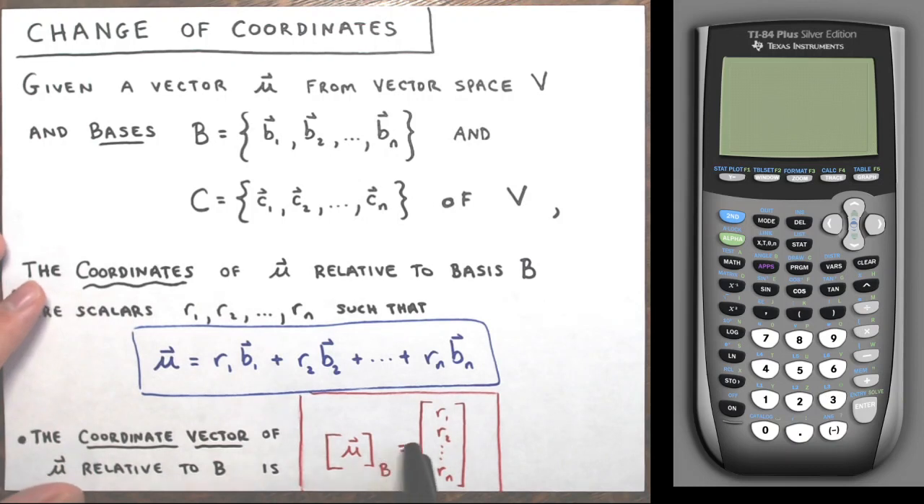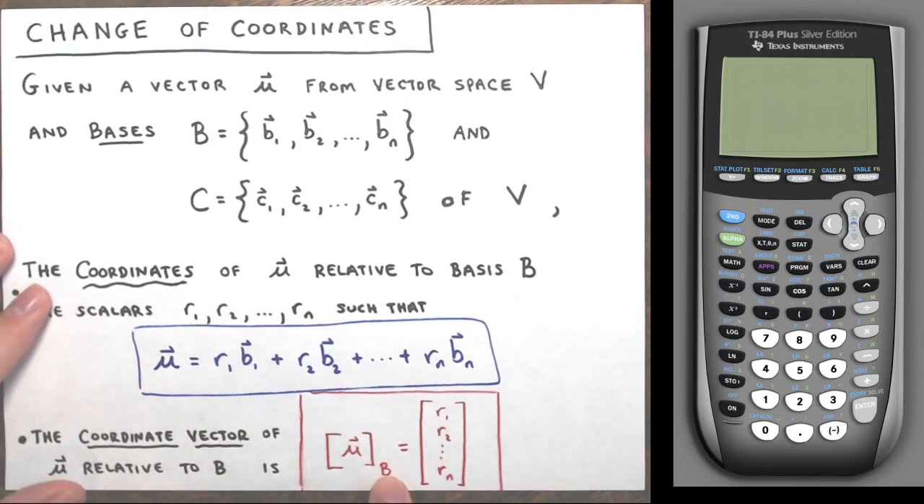And what this coordinate vector tells you too is that if I use the vectors from basis B and multiply each of them by these scalars and add them up, I'll get vector u. Take r1 times vector 1 from basis B plus r2 times vector 2 from basis B, plus all the way down to rn times vector n from basis B. I should get vector u back.